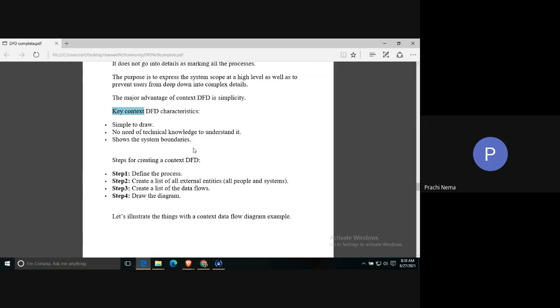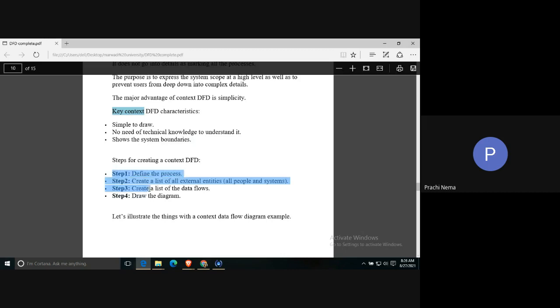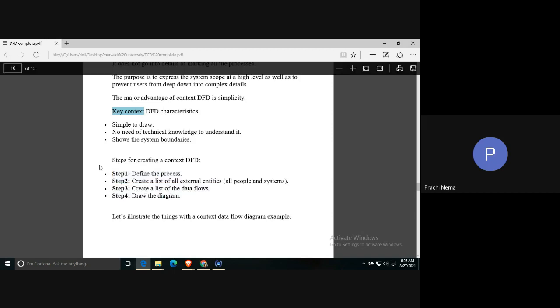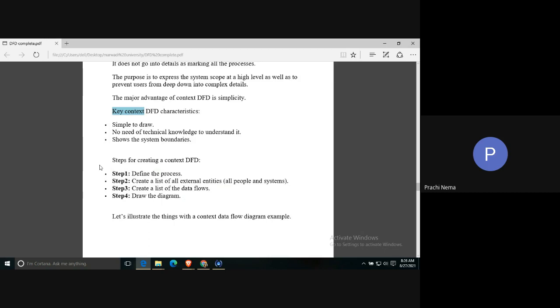Okay. Now for constructing a DFD, you can have this process in mind, that you need to follow 3 or 4 steps and then you can draw your DFD easily. What are those 4 steps for drawing a 0 level DFD? Step 1 says that you need to define the process first. The first thing which you are going to do is define the process.